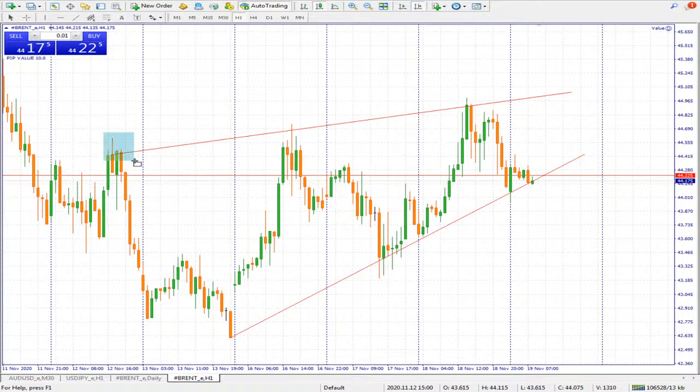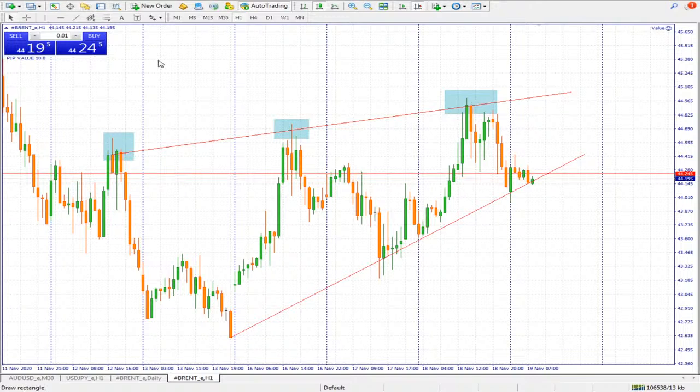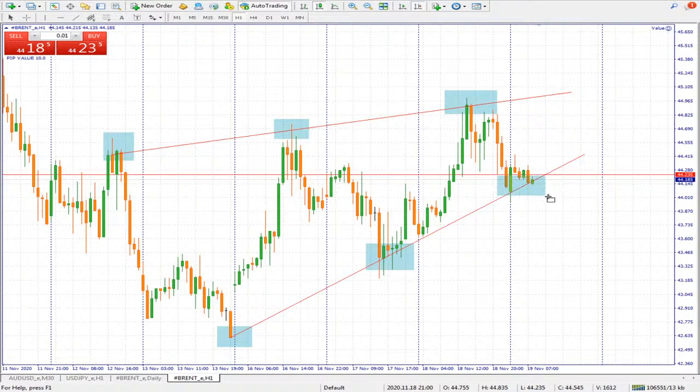So we have a resistance here. We have a resistance here. We have a resistance here. We have a support here. We have a support at this price. Then we have another support at this price. So technically we are waiting for a bounce from the lower trend line. We want price to bounce off from this point, then head straight to the upper side up to this level. If the price goes below this level, we look for a sell. If the price breaks above this level, we look for a continuation to the upper side.